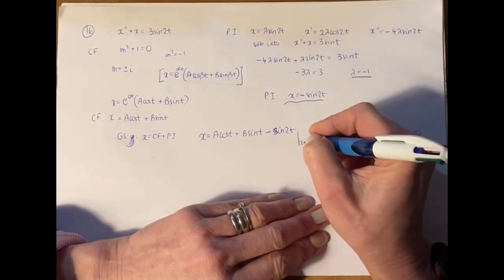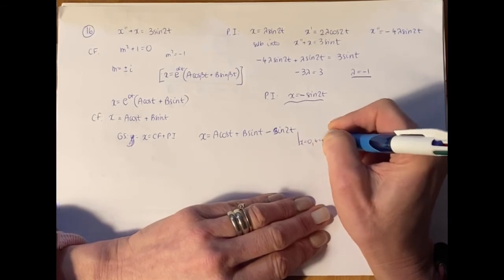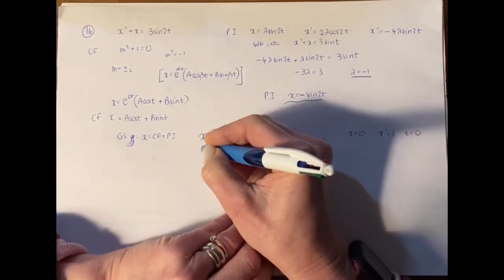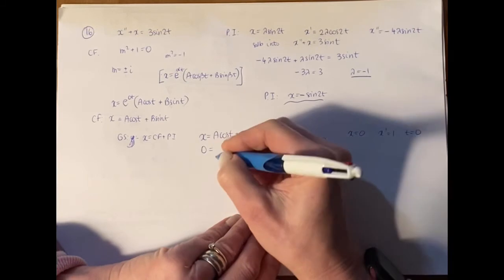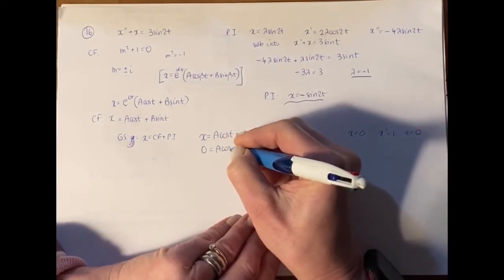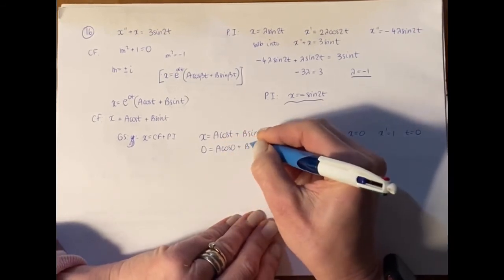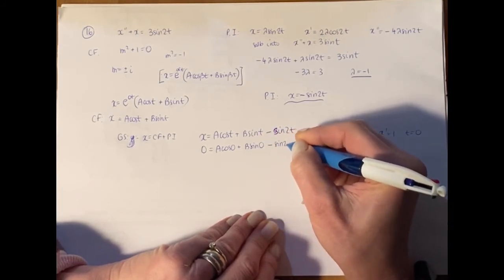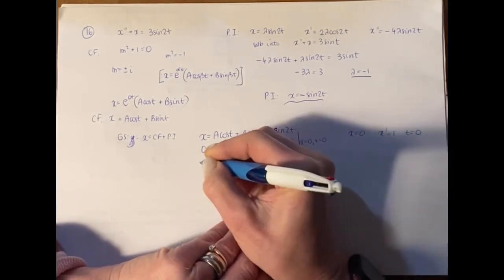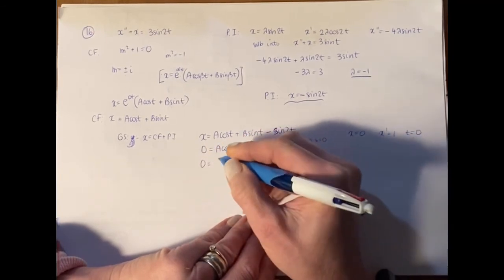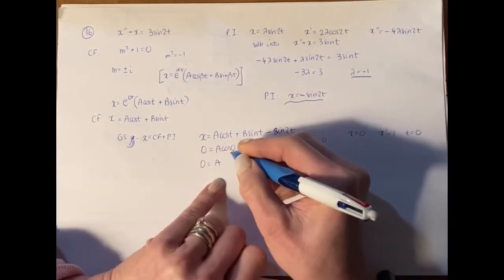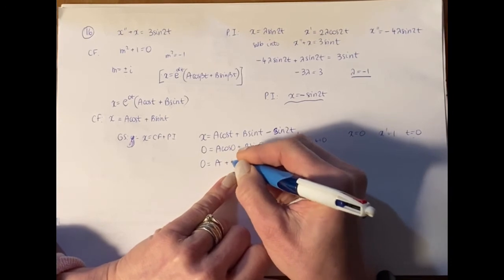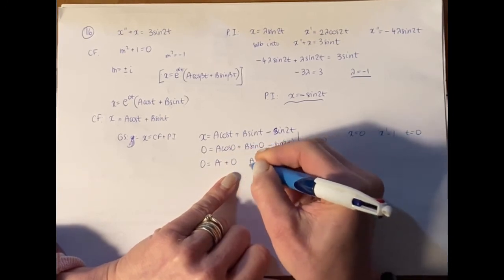First thing is to put x equals 0, t equals 0. So what we can substitute here is a cos 0, which is 1, plus b sine 0, which is 0, minus sine 2 times 0, which is 0. So we have 0 is equal to a times 1 plus 0, so a is equal to 0.